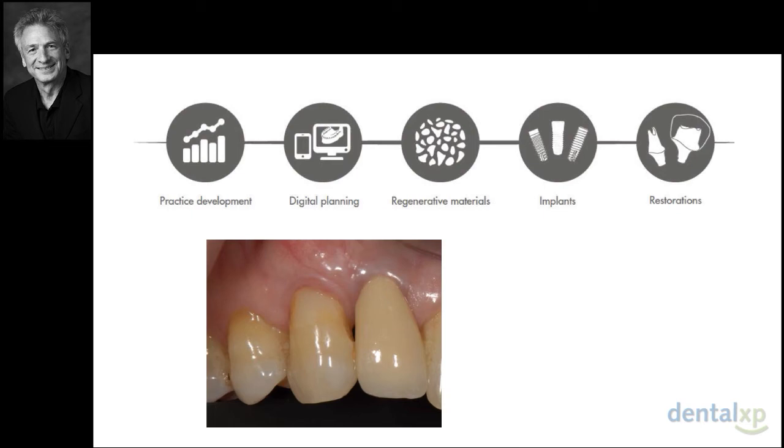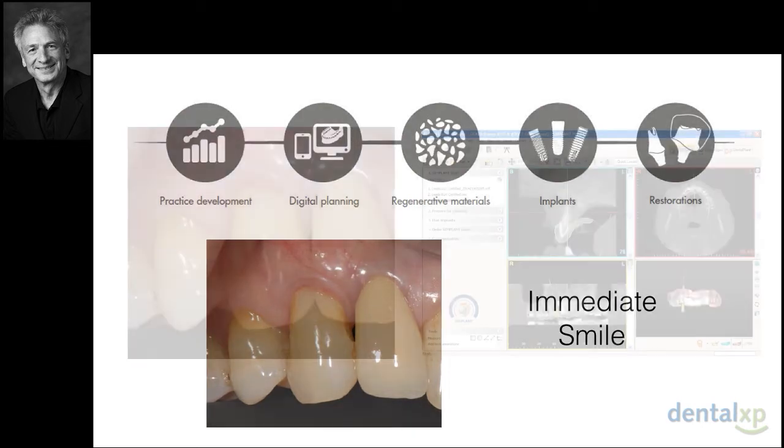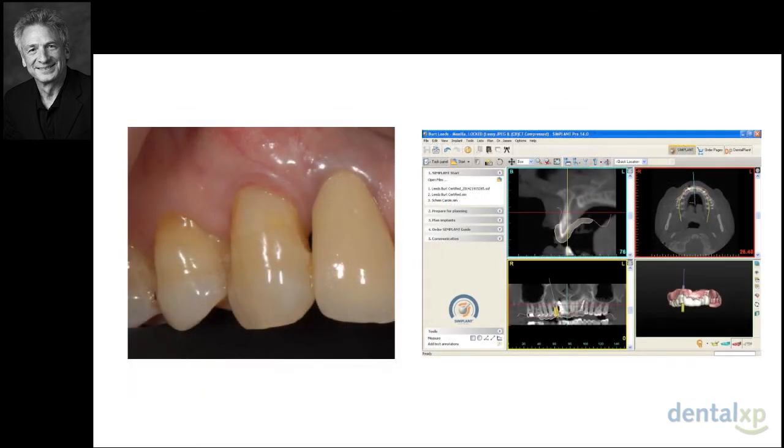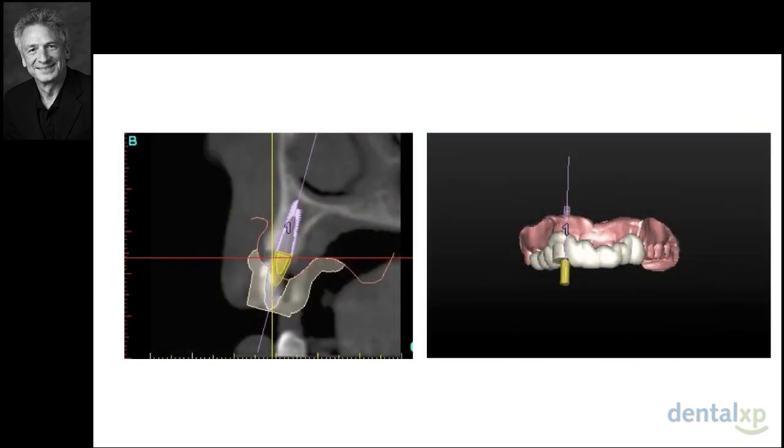So now we've got this value chain. We're going to need a CBCT. We're going to do guided surgery. And we're going to link this to the restorative aspect of things. So we're going to shorten the timeline. We're going to leverage technology. And we're going to do this with something that is called immediate smile. So we start out, we take the CBCT in the normal manner. And then we're able to plan the implant. We're able to plan the restoration.